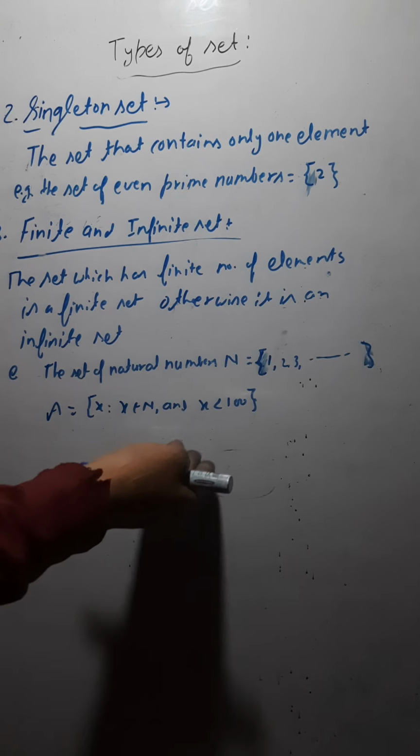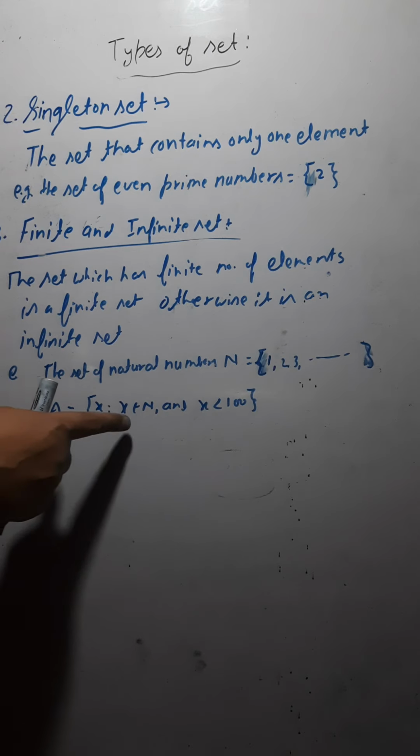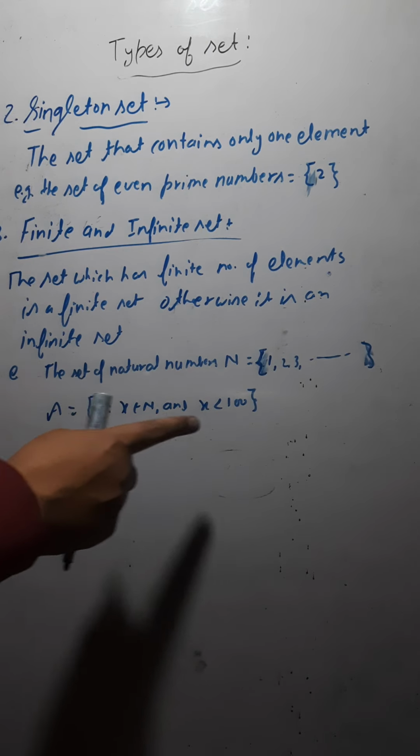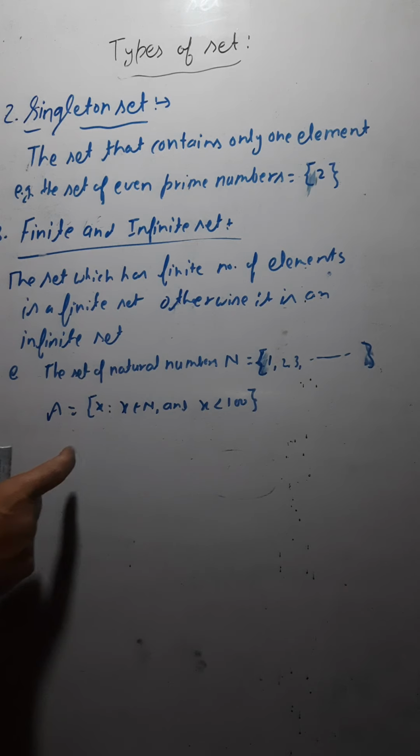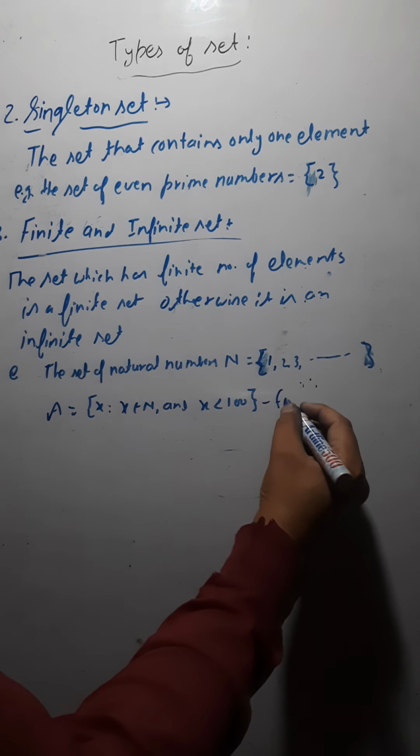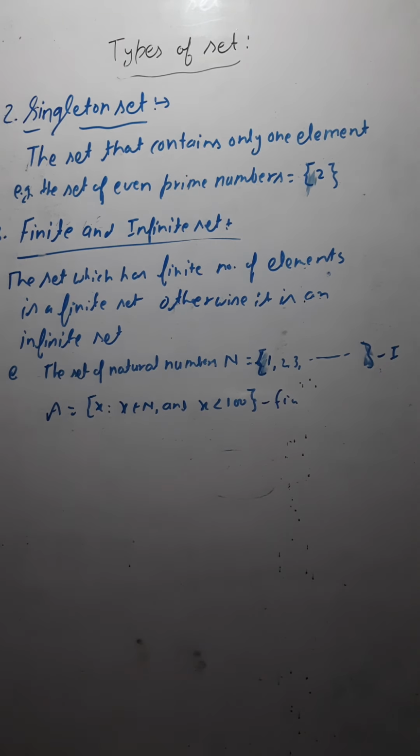So all the natural numbers which are less than 100 would be there under set A, like 99, 98, all the way down to 1, because natural numbers start from 1. So 1 to 99, all the elements are there. Now here you have a finite number of elements. So this one would be the finite set and the other one would be the infinite set. Are you getting this? This is how you would find out the finite and infinite sets. Just note it down.